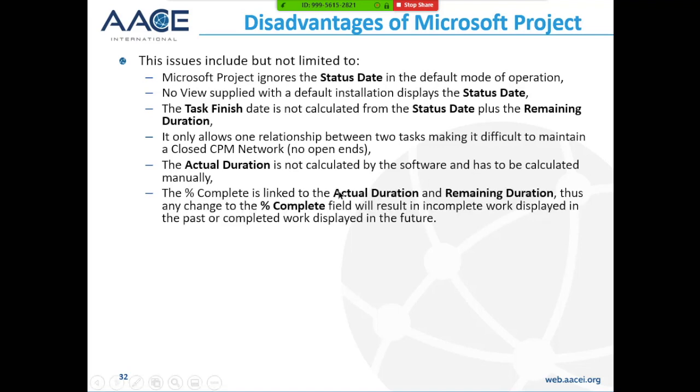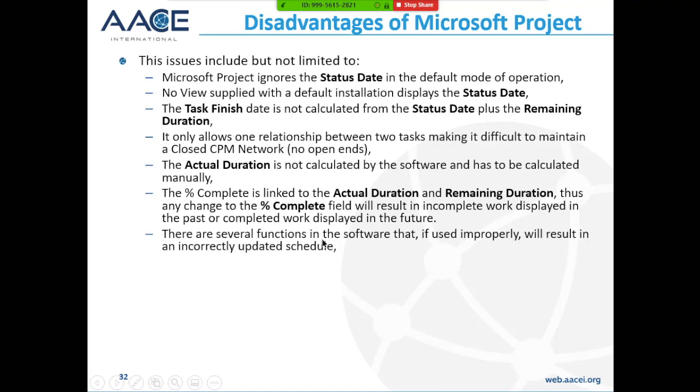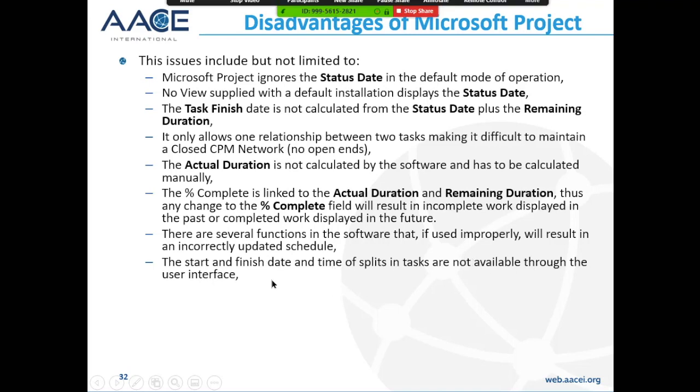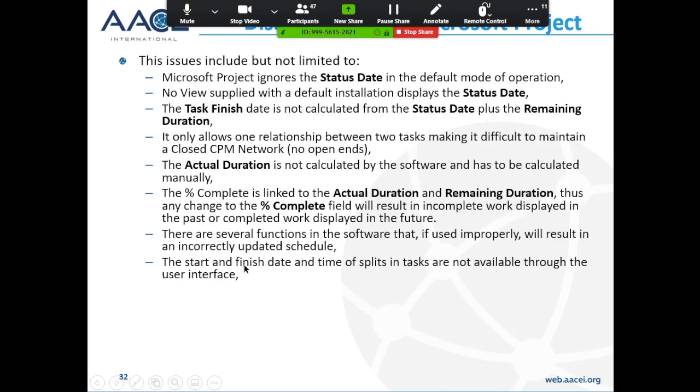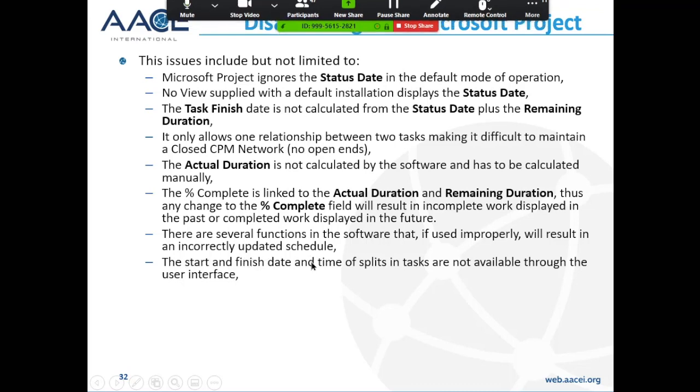The percent complete is linked to the actual duration and remaining duration, and a change of the percent complete field will result in incomplete work displayed in the past or complete work in the future. There are several functions in the software that, if improperly used, will result in an incorrectly updated schedule. The start and finish dates and times of splits of tasks are not available through the user interface. So if you put a split in a task, you can't actually get the start date and time out of the software.